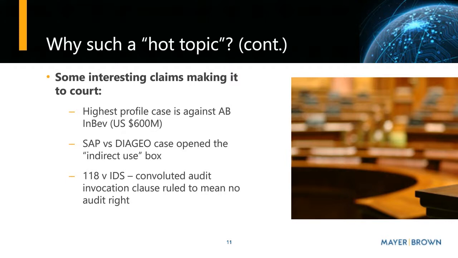The SAP Diageo case is the case that opened the indirect use box. We'll talk a bit more about that later. The highest profile case was, of course, against AB InBev, which was settled for a substantial amount.